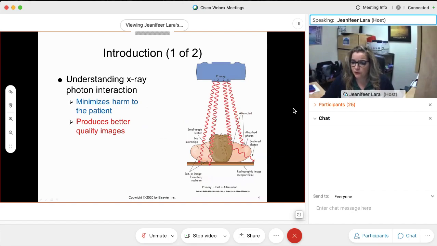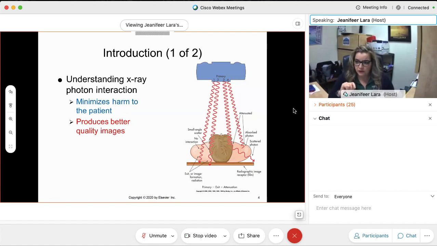Photons, good. This symbol right here means we're talking about X-rays or photons. As these photons enter the body, we know there's going to be some type of interaction. But we have to understand these interactions because we always want to minimize harm to the patient. At the same time, we want to produce better quality images. Too much kVp or too little mA is not going to allow us to produce quality images. Make sense? Good.